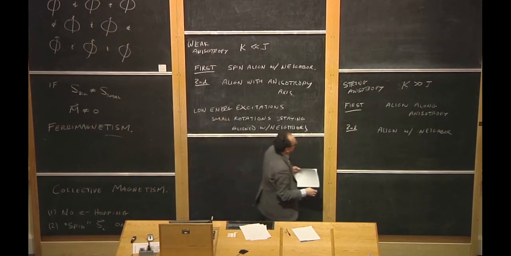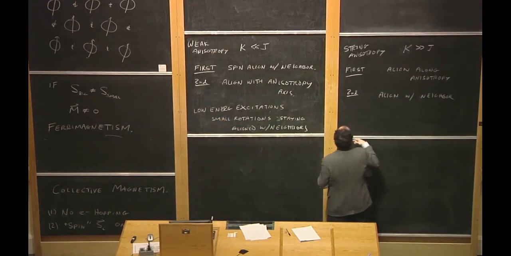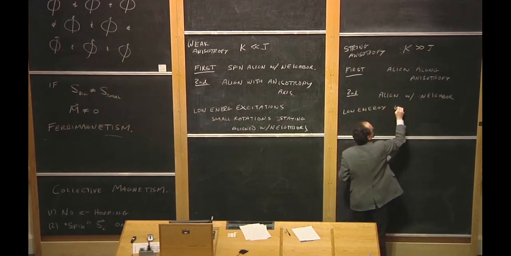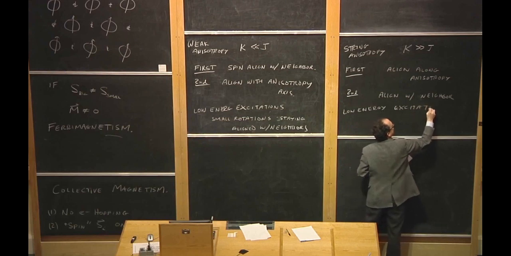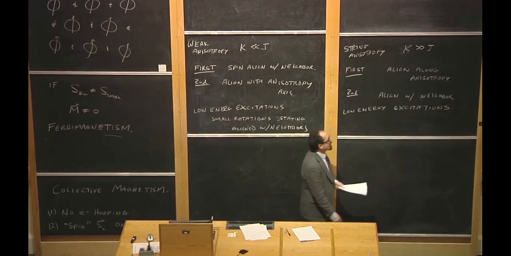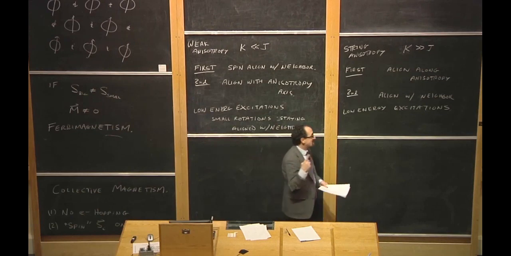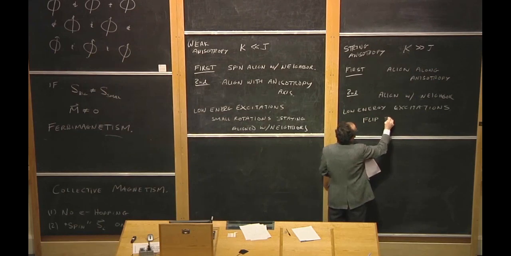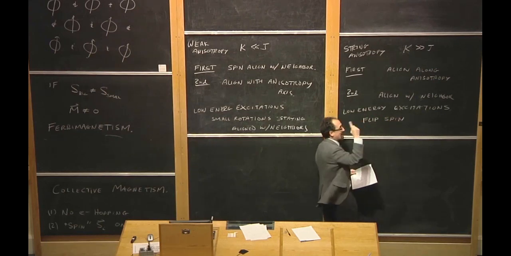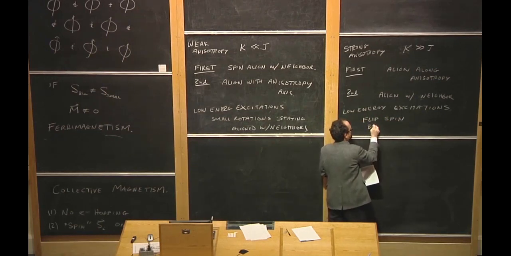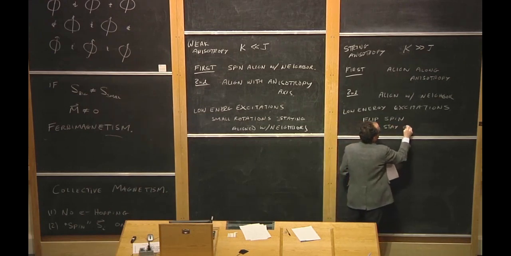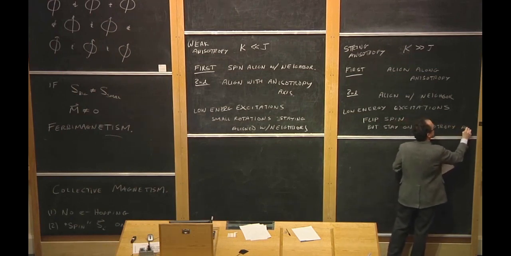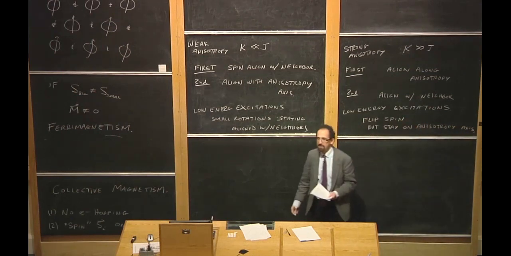Whereas over here, the low energy excitations are completely different. Here, the thing that's important is that you have to stay aligned with the anisotropy axis. So the low energy excitation is to flip a spin, but stay on the anisotropy axis. Okay, is it clear what the difference is between these two?